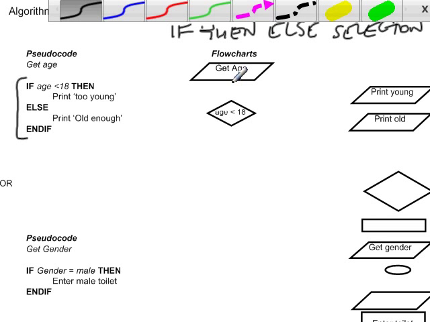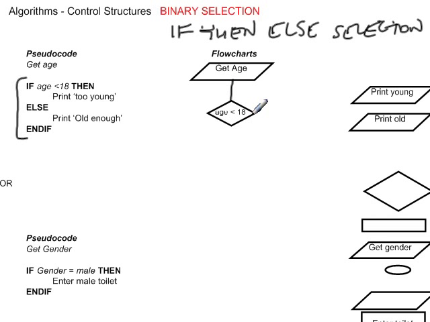So what we do in here is we're coming into this age. Going off this way is if this is true. If the age is less than 18, we're going off true. If the age is false, we're going to go off to the left.